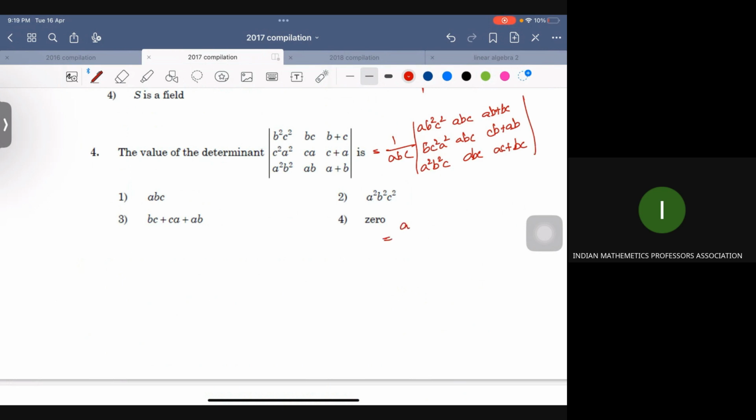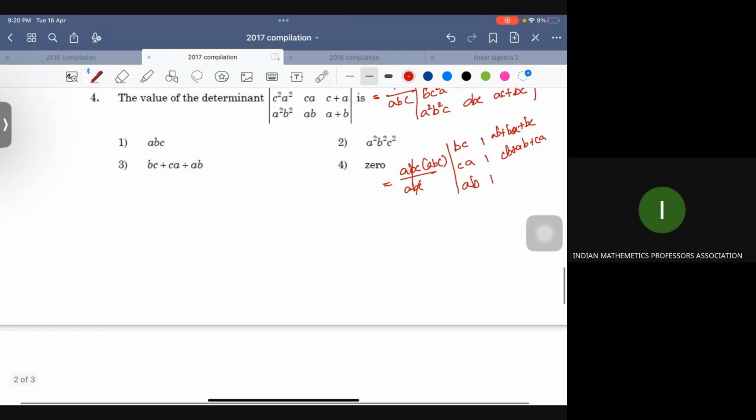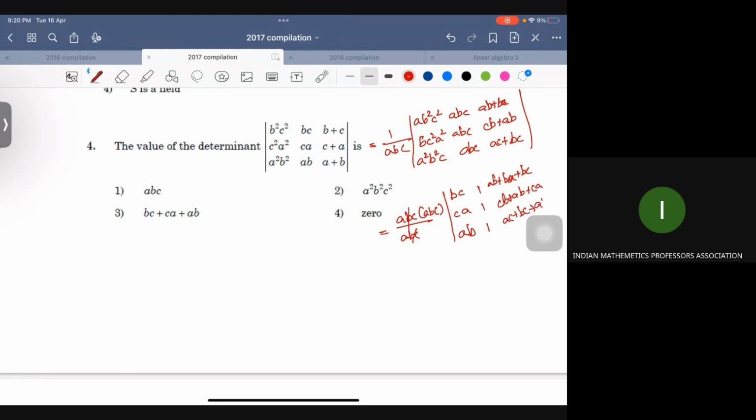I am taking A, B, C from the first column outside. So it will be B, C, C, A and A, B. I am taking again A, B, C from the second column, 1, 1, 1. And the third column will be AB plus BC. I am adding with the first column BC, CB plus AB plus CA, AC plus BC plus AB. If I take AB plus BC plus CA outside, I will get 1, 1, 1, 1, 1, 1, here BC, CA, AB. The determinant of this matrix is 0, hence the value of the determinant of this matrix is 0.